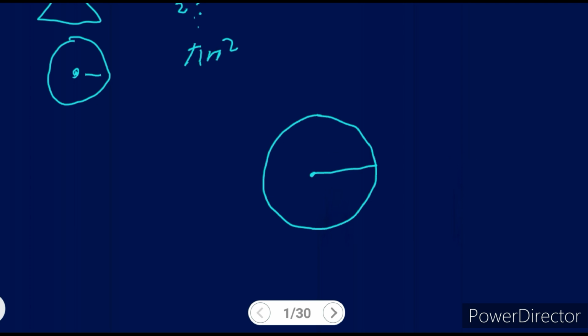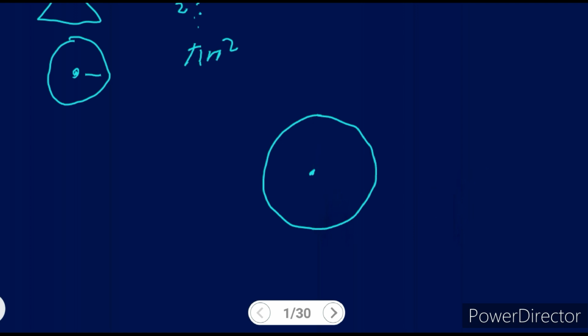Sometimes you are not given the radius, sometimes you are given a diameter. So if the diameter is 20, you simply say the radius is half of the diameter. So then we're just going to say the same thing. It's just going to be pi times 10 squared, and this is 100 pi.